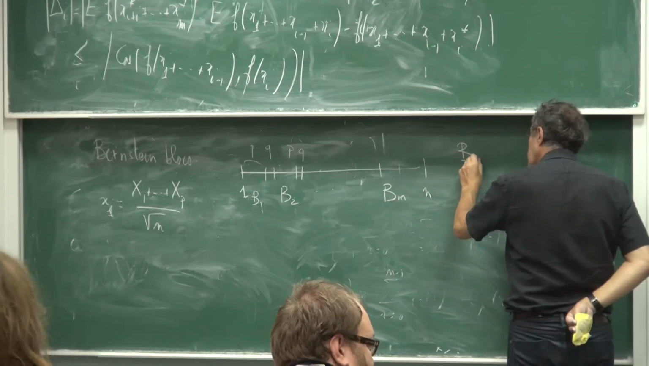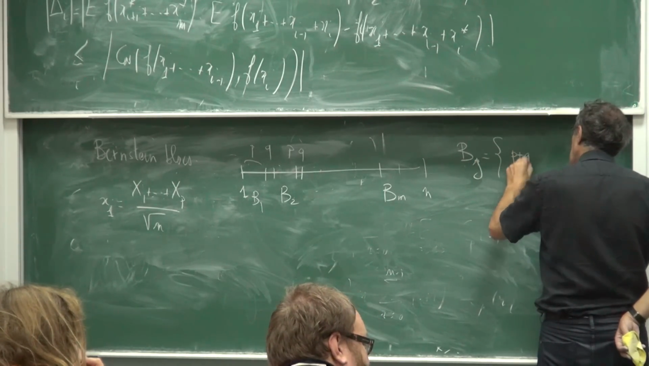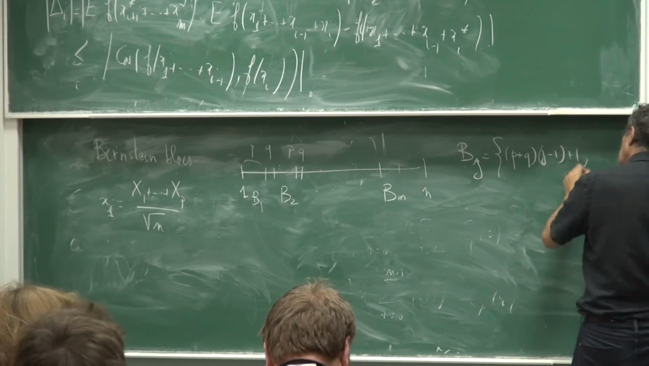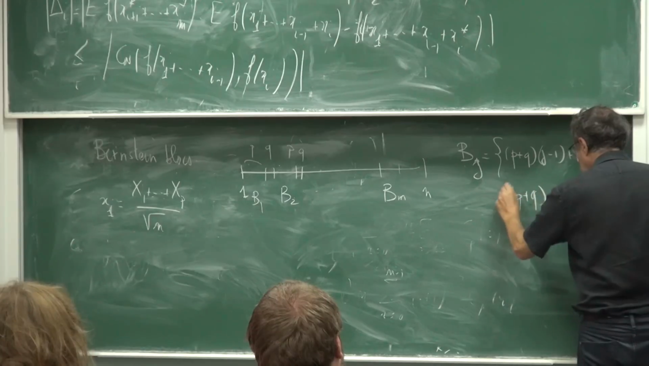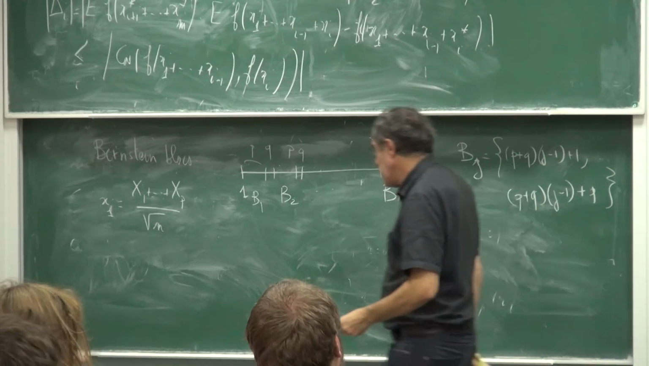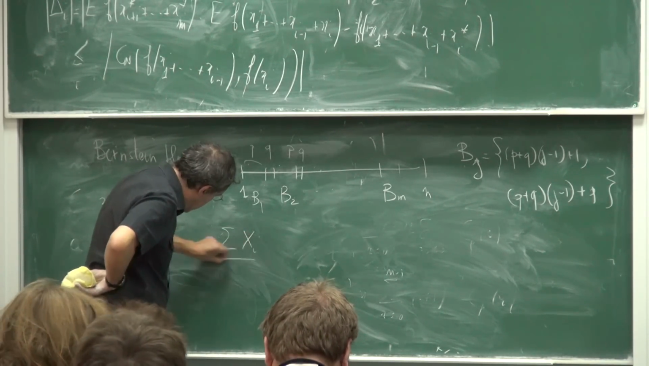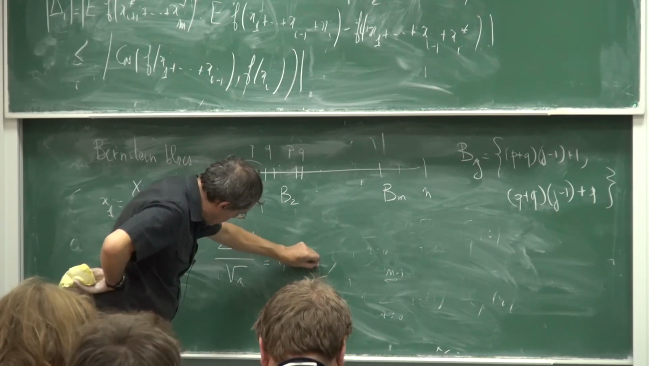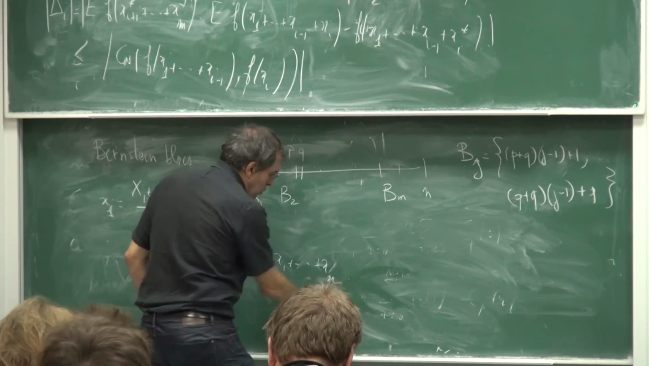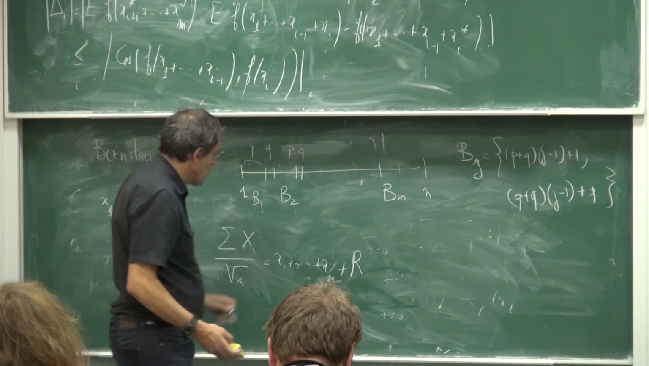where Bg is a set, let's say (p plus q)(g minus 1) plus 1 until (p plus q)(g minus 1) plus p. So this is a set of integers with cardinality p, and in this case the sum of xi divided by square root n writes as x1 plus ... plus xm, which will be bounded by using the idea of the Lindeberg method, plus some remainder term, which can be shown to be negligible.